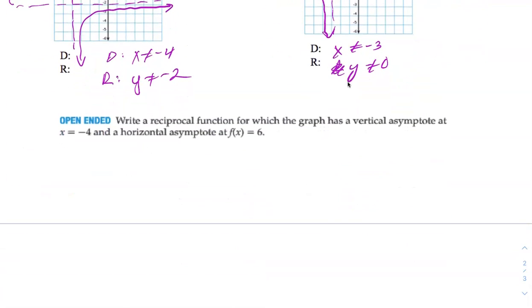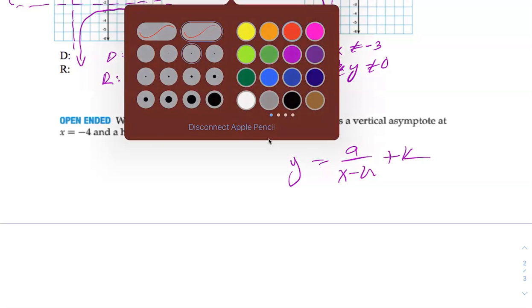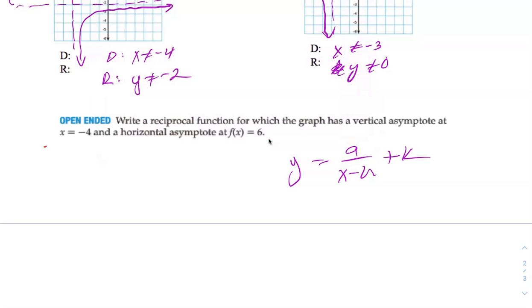Okay, last one. Write a reciprocal function whose graph has a vertical asymptote at x equals -4 and horizontal asymptote at f of x equals 6. So remember when we write one of these, we're kind of doing this. And all they're telling us is that the vertical asymptote is -4. So that means that down here, my vertical asymptote has to be -4. So this at the bottom.